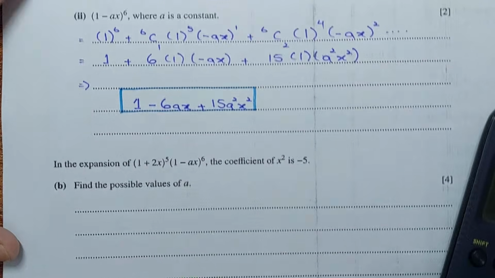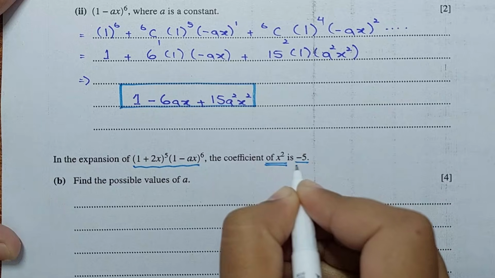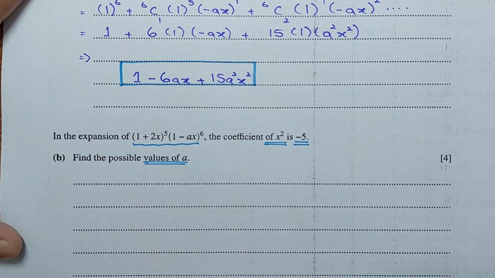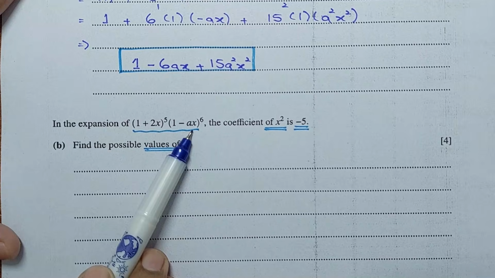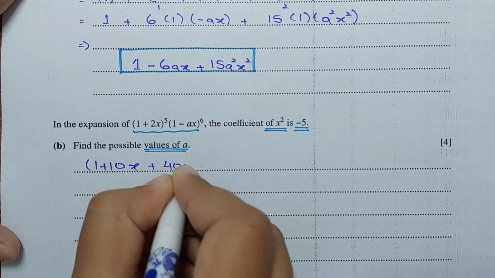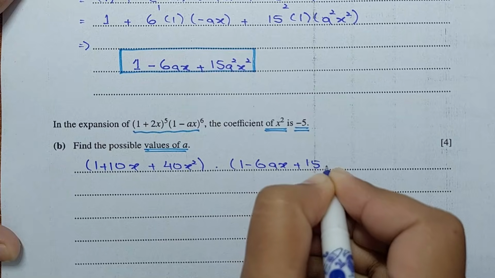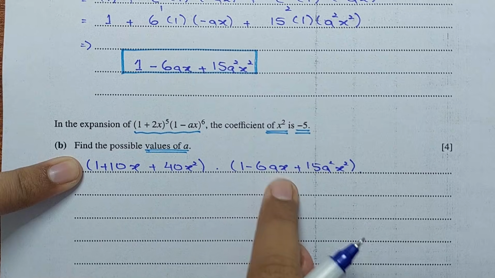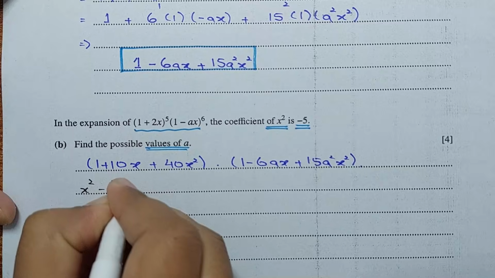All right. And in the expansion of these two, the coefficient of x square is negative 5. Part B, find the possible values of a. Values means more than one value, right? So we have expanded this in the first part and this in the second part. Let me open the expansion. 1 plus 10x plus 40x square for the first one, and its product with 1 minus ax plus 15 a square x square, right? So first product with 1, it is a constant, x, and x square term, right? So we need to just pick the x square terms.